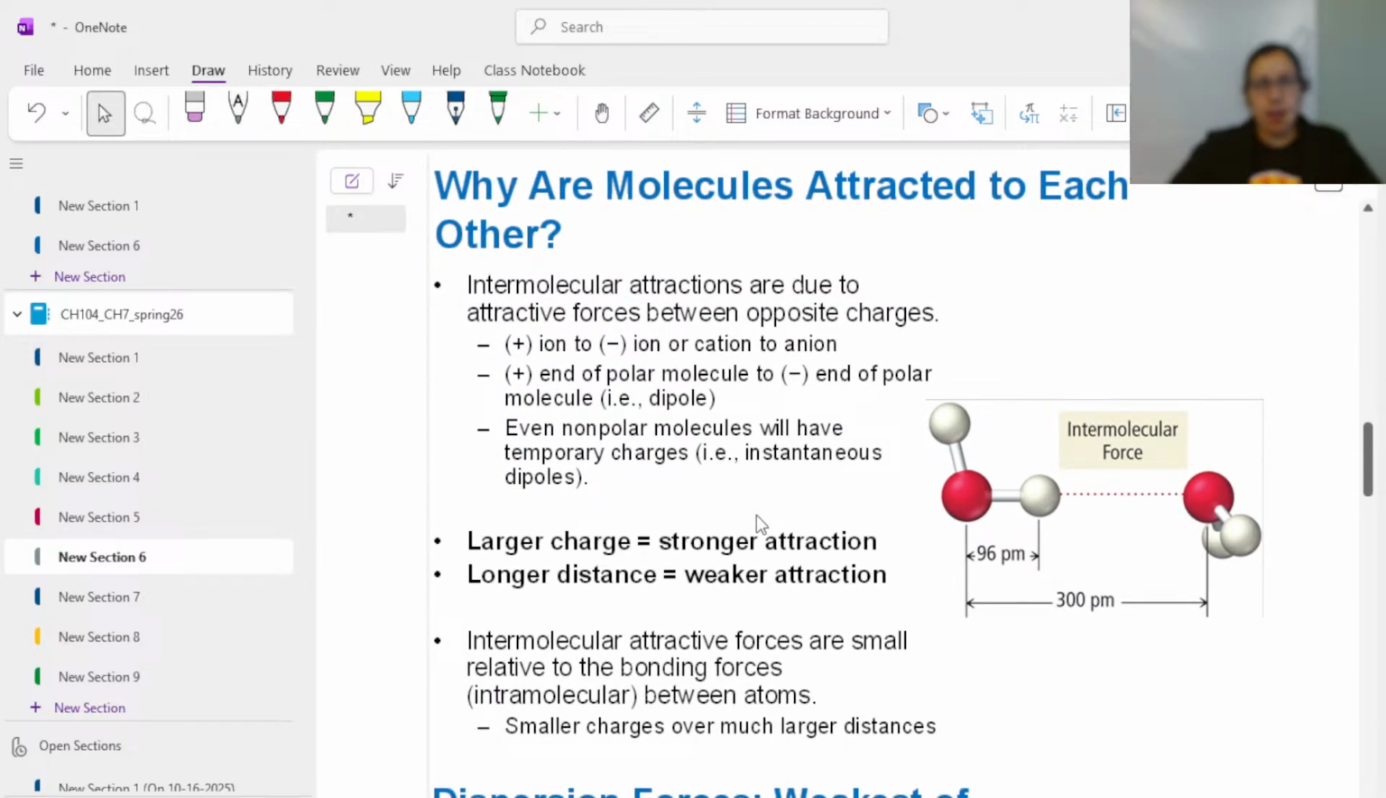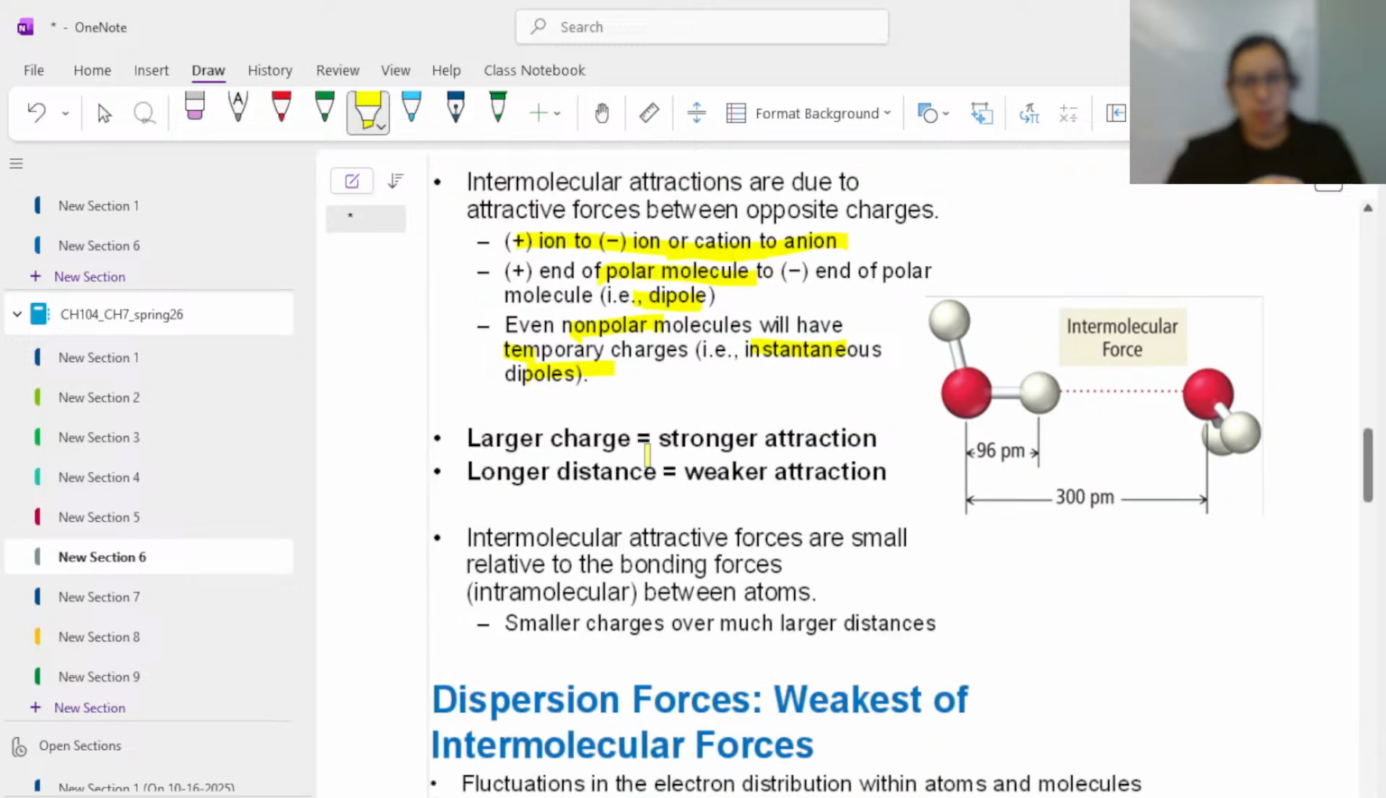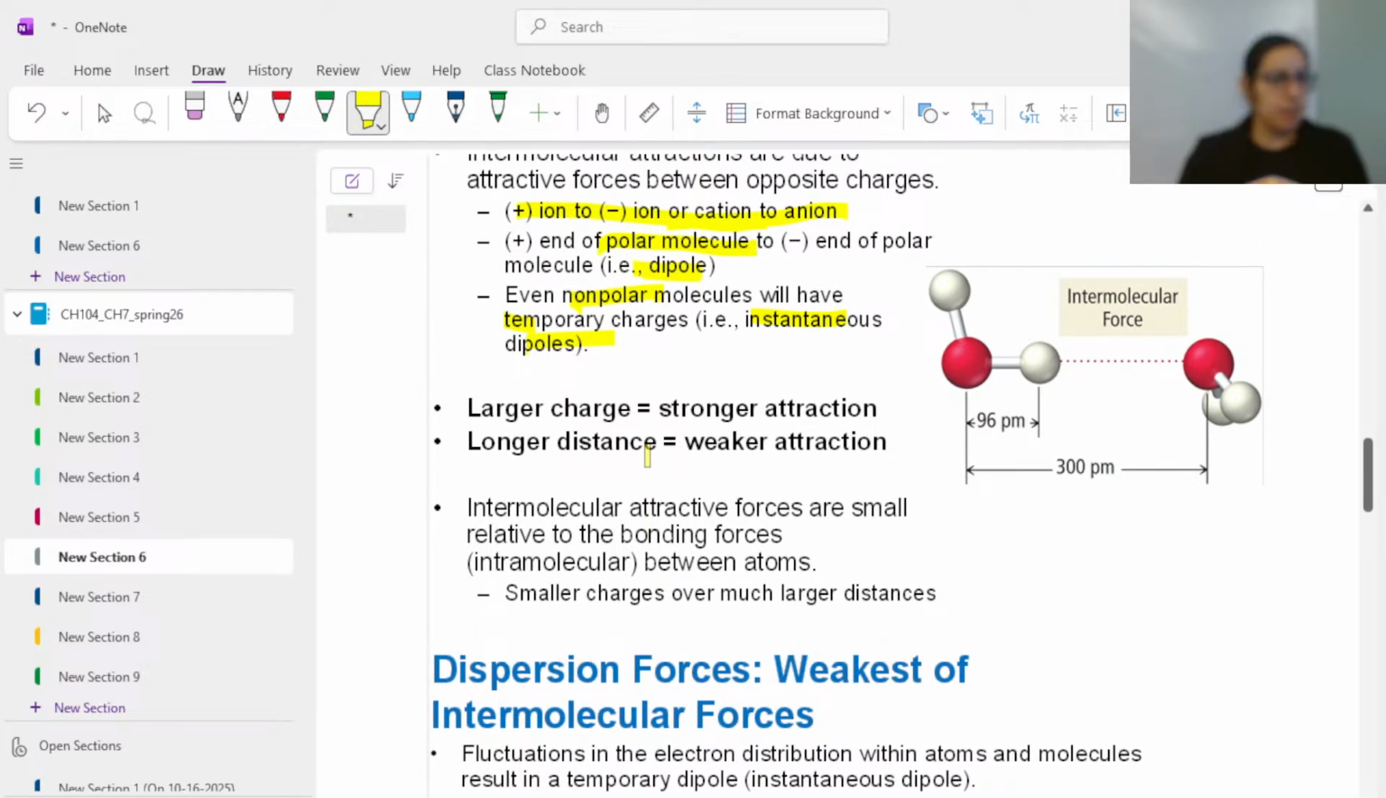All right, so going back to the idea of our electrostatic forces. Again, we're answering why are they even attracted to each other? Like we've seen, we need some sort of attractive forces. So we've seen cation to anion, and we'll look at some others. We'll look at our polar molecule and how that results in our permanent dipole and what that means for our intermolecular forces. And we'll look at our nonpolar molecules and see how they can have temporary dipoles. Then again, the same big picture concepts apply: a larger charge is obviously a stronger attraction, and a longer distance means a weaker attraction.